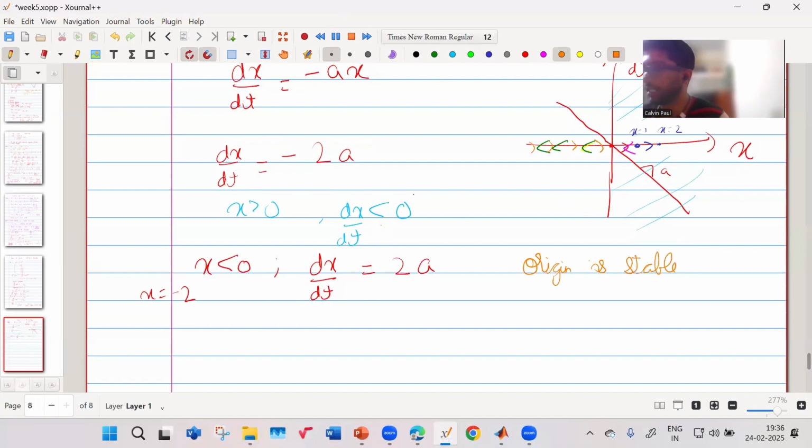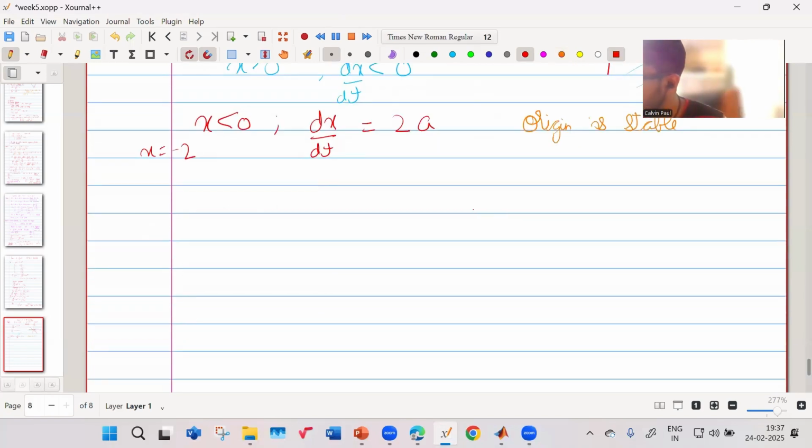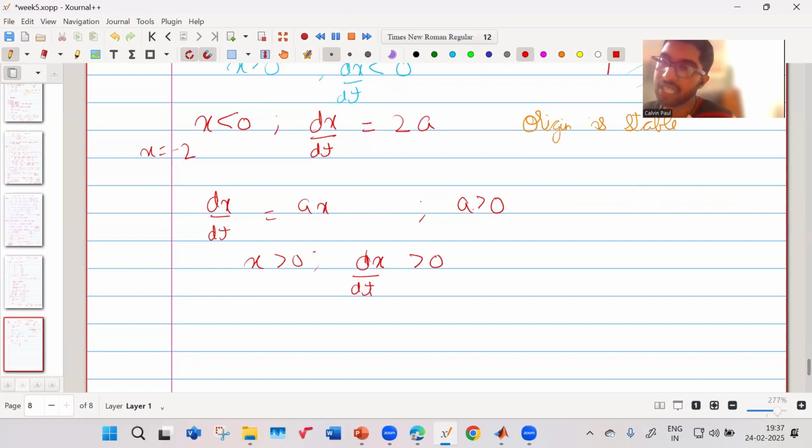Okay, that is why for this case, the origin is stable. Now consider the case when dx/dt is equal to ax, again with a greater than 0, but here there's no negative sign. So if my x is greater than 0, my derivative also is greater than 0. What does it mean? If my x is increasing, the derivative says that x must increase even further.